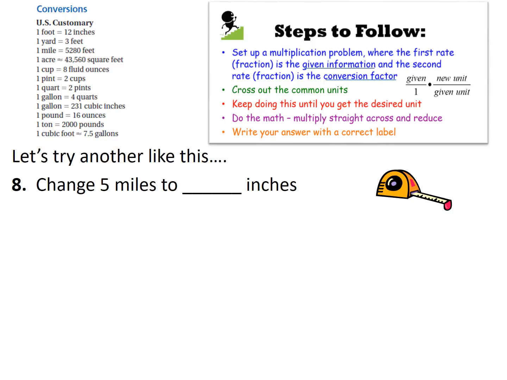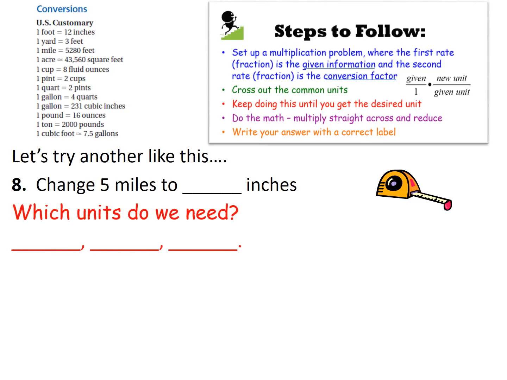So let's try another one like this. We want to change 5 miles to inches. Now, miles is a really long distance, and inches is a really short distance. So we know that the answer is going to be really big. So we can prepare our mind for large numbers, okay? Now, first things first, what units do we need? Well, we know we're going to start off with the units that we need of miles, right?